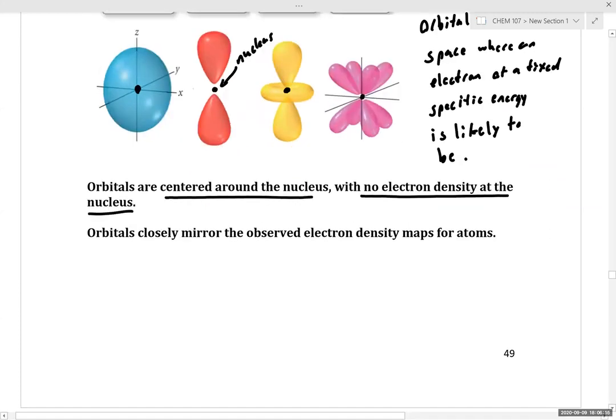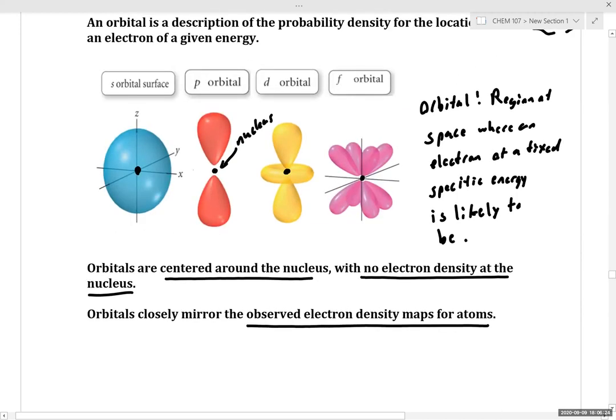Now, the beautiful thing about orbitals is that they closely mirror the observed electron density for atoms. So these orbital pictures can help us understand and rationalize the behavior of electrons in reactions. And that's our goal in this chapter. We're also going to use this orbital model to explain bonds and how compounds form and why compounds have certain shapes. Okay.